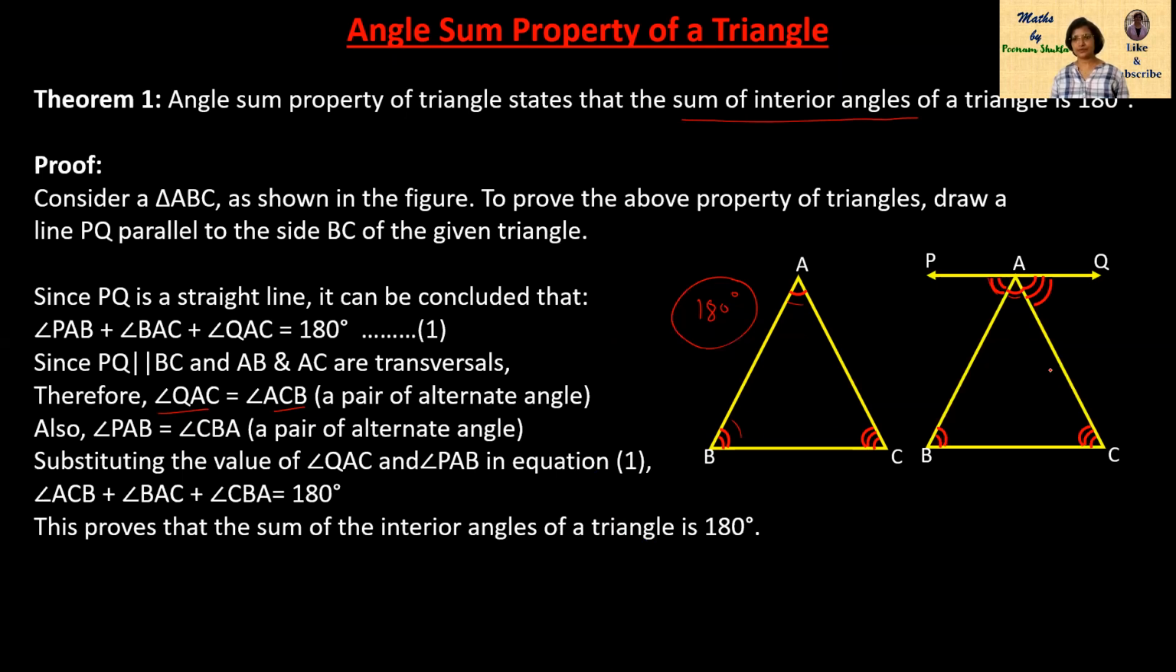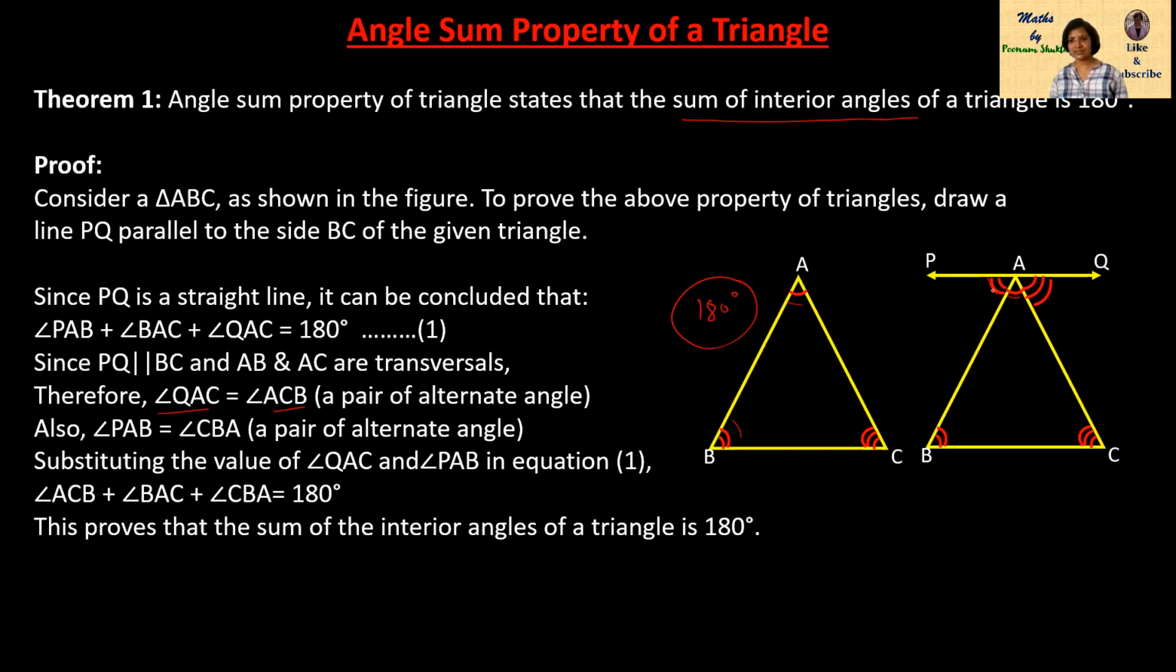To prove this, we will draw one line PQ which is parallel to BC but passing through point A, right? So passing through point A, this line is PAQ. This line makes three angles: angle PAB, angle BAC, and angle QAC. So the sum of these three angles will be 180.